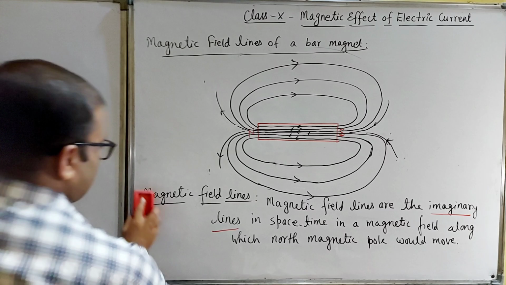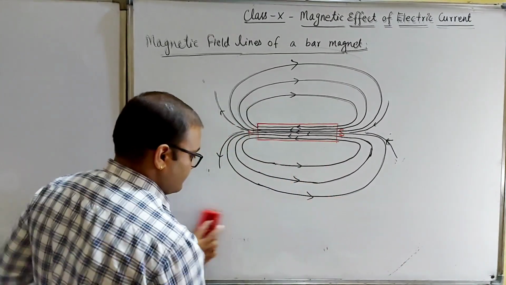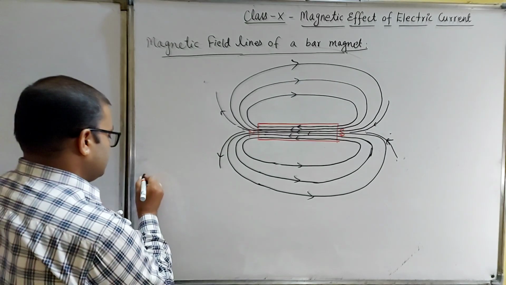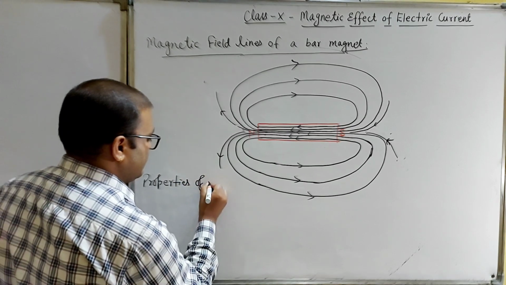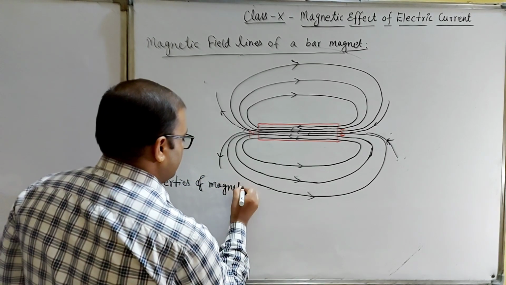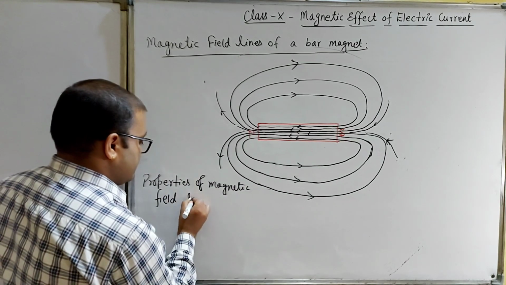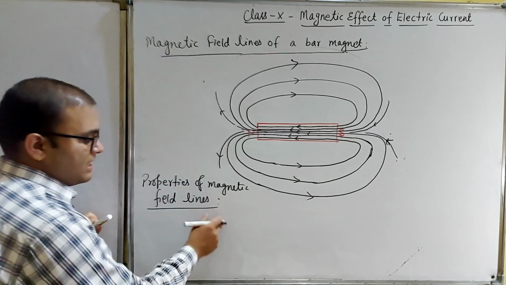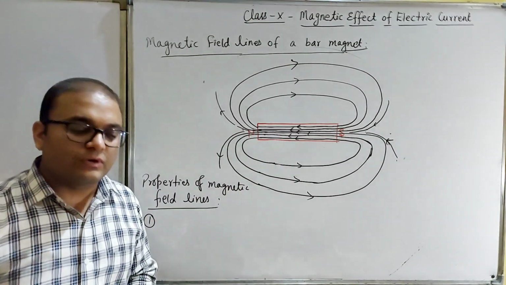Okay. So I am erasing this one. Okay. I have removed this one. So now properties of magnetic field lines. So these are the magnetic field lines. We will study about properties of magnetic field lines. This will be your next heading, properties of magnetic field lines. I will write here the properties of magnetic field lines one by one.